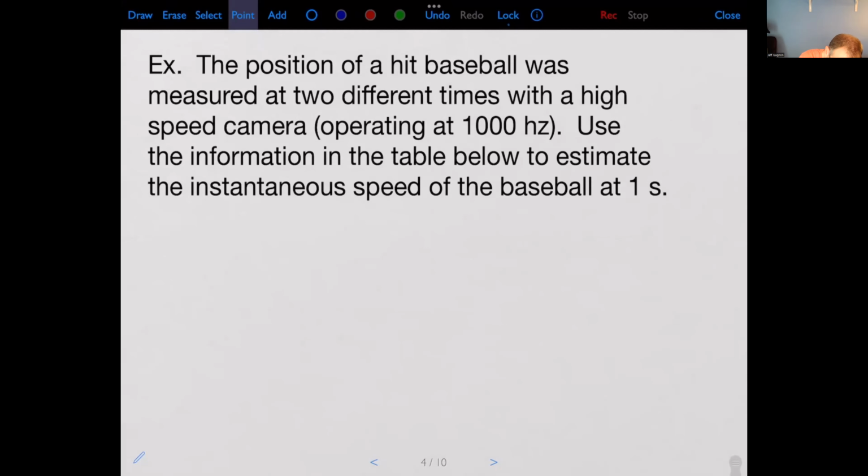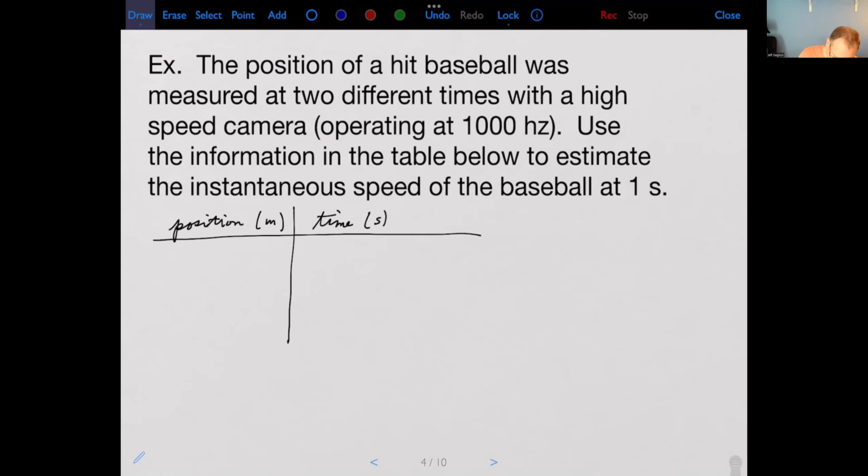Okay, so let's say in a table you have this. You have the position of the baseball. So position, this is say in meters, and then the time in seconds. So let's say the position of the baseball is 2.30 meters at 1 second.